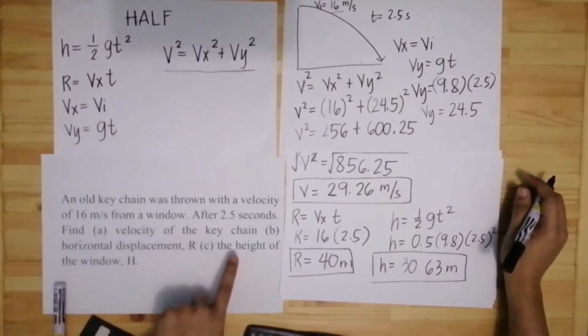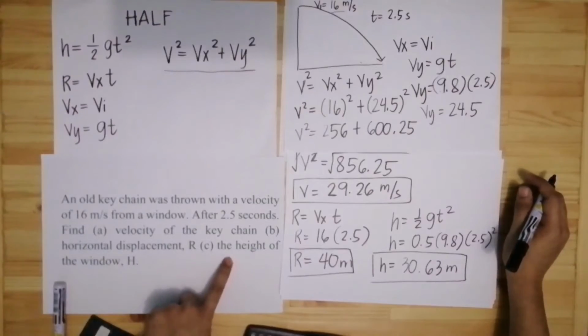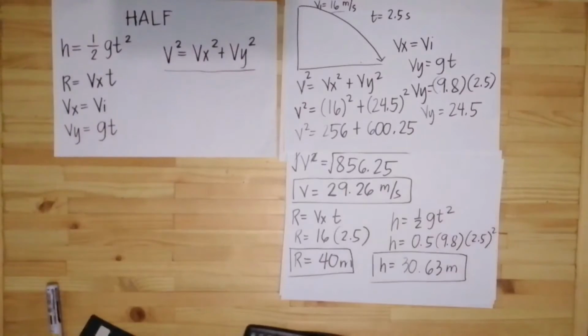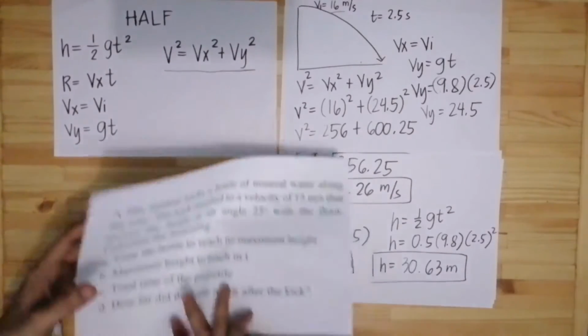So, these are the answers for this problem. The velocity, the horizontal displacement, and the height of the window. So, let's proceed now with the last example para mas maintindihan nyo na talaga to. This one.